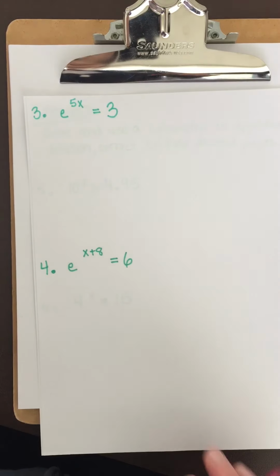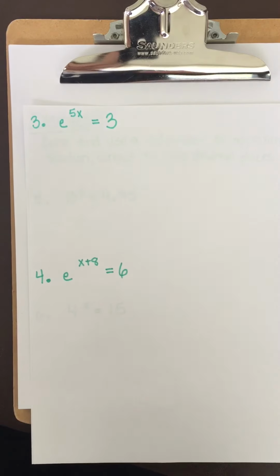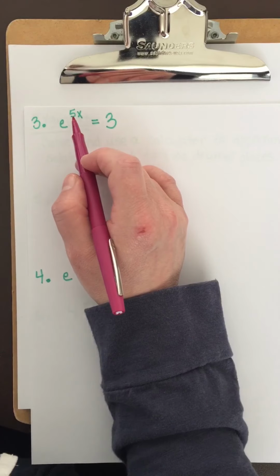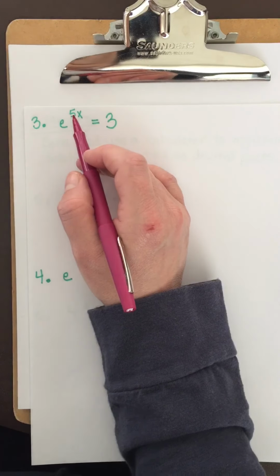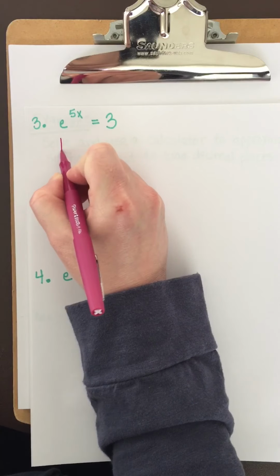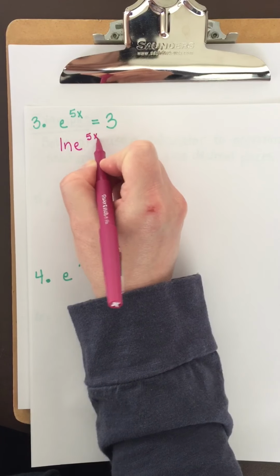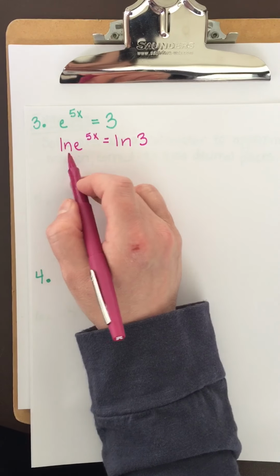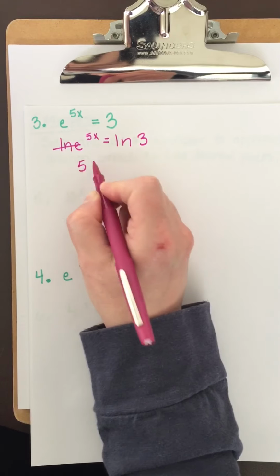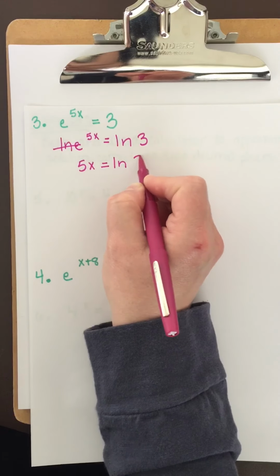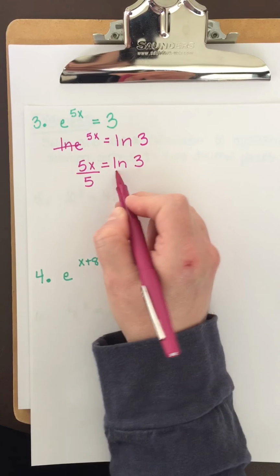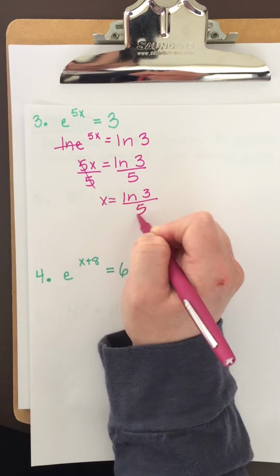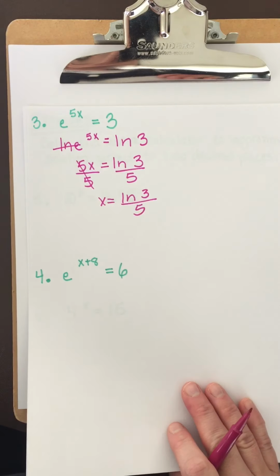All right, for the third one, we have e to the 5x equals 3, so we're going to use that other property. The exponential expression is already isolated, so I'm going to take the natural log of both sides. So we have the natural log of e to the 5x is equal to the natural log of 3. And then remember, the natural log with this e is going to cancel, so you just get 5x equals the natural log of 3. To undo multiplication, we divide. So x is equal to the natural log of 3 divided by 5, and we're done. Those are easy. We like those.